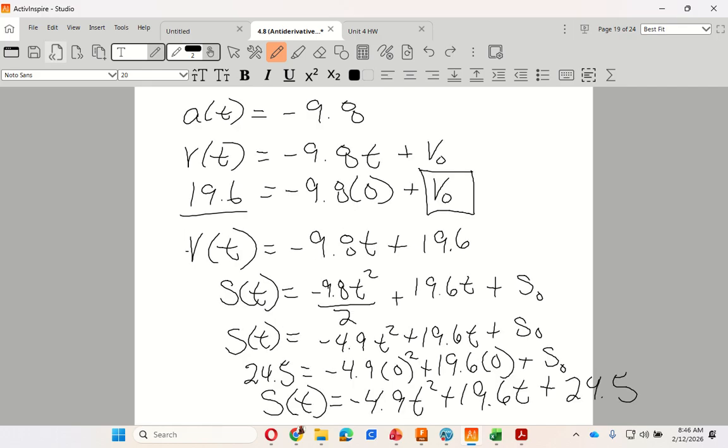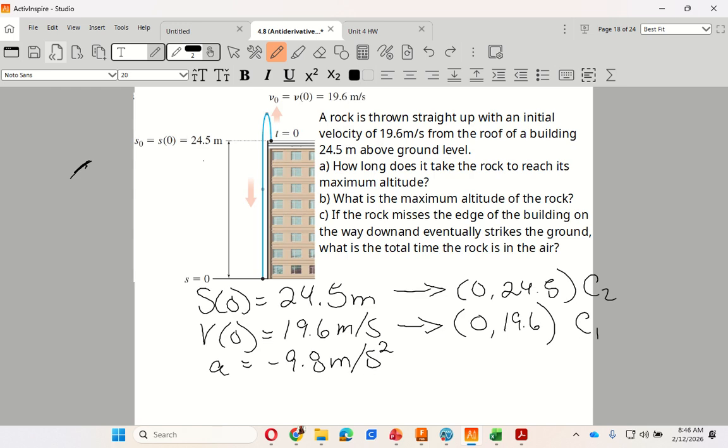And third one. Third one says, if the rock missed the edge of the building on the way down, it eventually strikes the ground, what is the total time the rock is in the air? Okay, what is it asking for? How long means I'm solving for the time. But for what function? I have 3 functions here. What function am I going to solve for time? Very good. Position. I'm going to solve for time for my position.